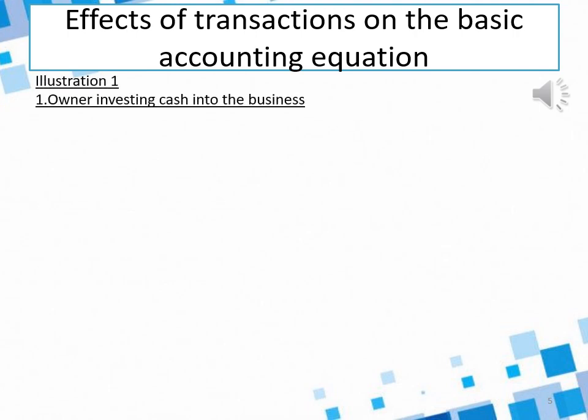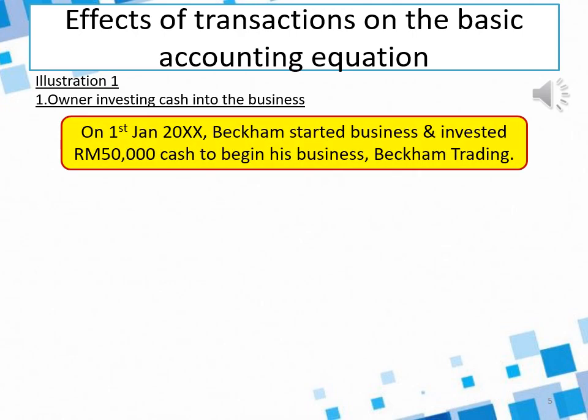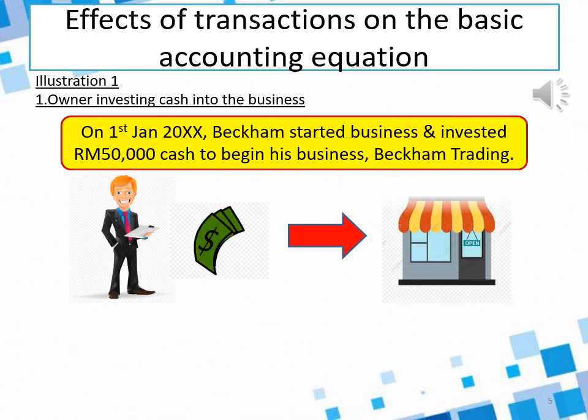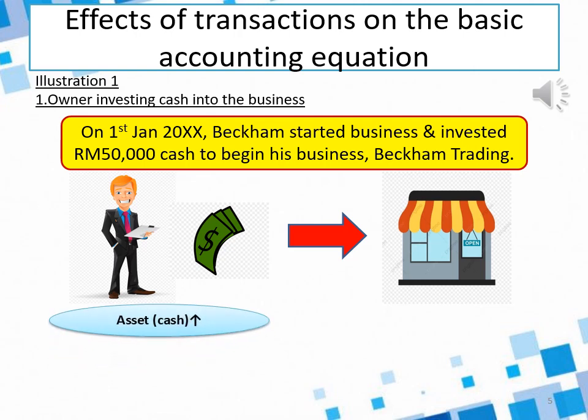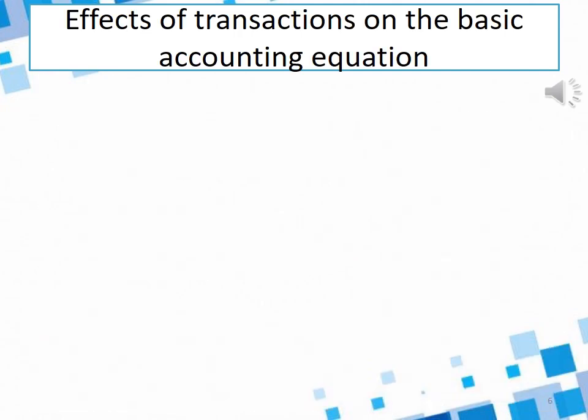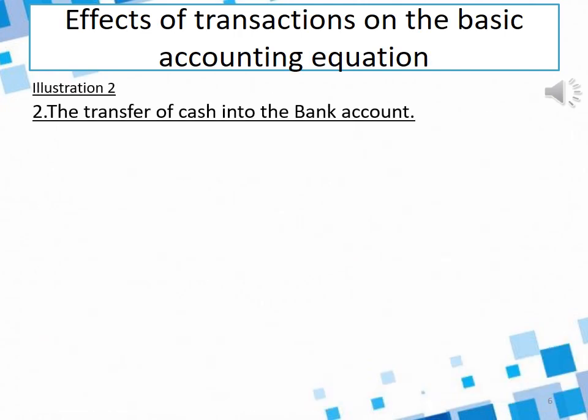Illustration 1. Owner investing cash into the business. Example, on January 1, 20XX, Beckham started business and invested Rm50,000 cash to begin his business, Beckham Trading. The effect of this transaction indicates that the asset of the business, which is cash, increased, and this cash is contributed by the owner himself. It is also the capital. Therefore, the equity of the business increased as well. And this transaction has no effect on liabilities.